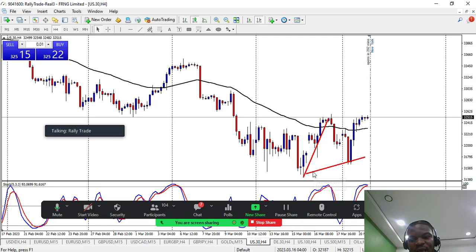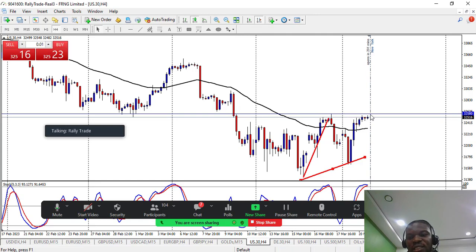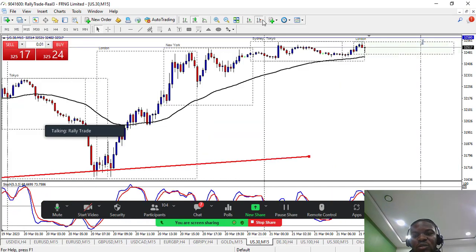So you can see this higher low here, right? But you notice the price has not been able to take out this high, right? So it is targeting that high. So let's move to a lower time frame and I'll show you how to go about the trade, right?